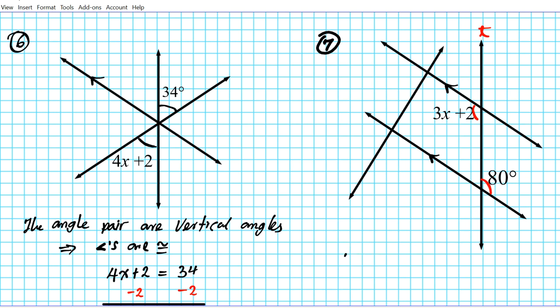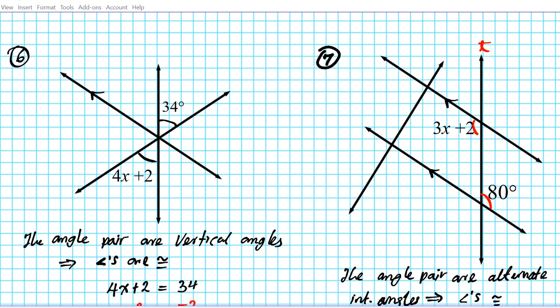Let's write that down. The angle pair are alternate interior angles. So what does that tell us? Alternate interior angles are congruent. With that piece of information, we can go ahead and set up an equation and solve for the value of x.